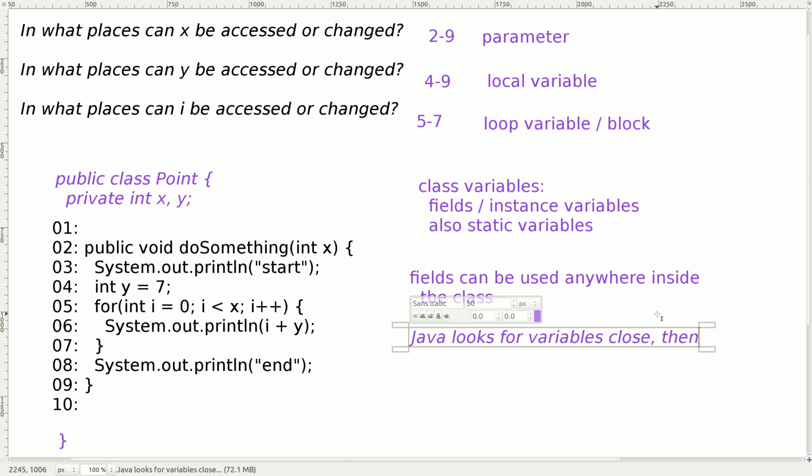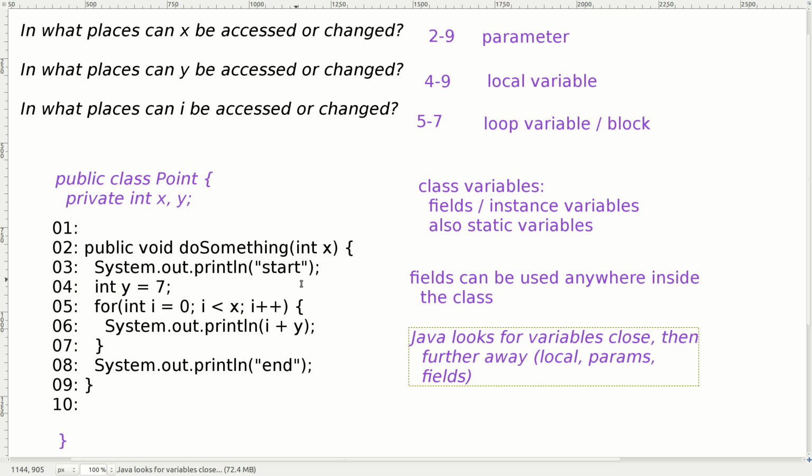Close, then further away. This means it will look for local things first, it will look at parameters next, then it will look at fields, or in other words, instance variables or static variables, which we won't deal with too much here. But this means that if I wanted to do something with that x, if I just say x in this method here, then I'm referring to the parameter because that's closer than the instance variable is.